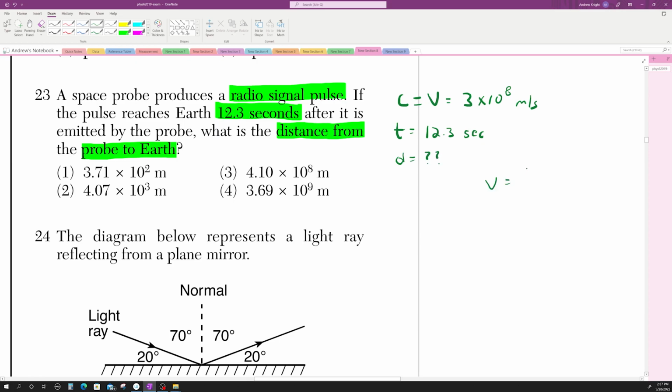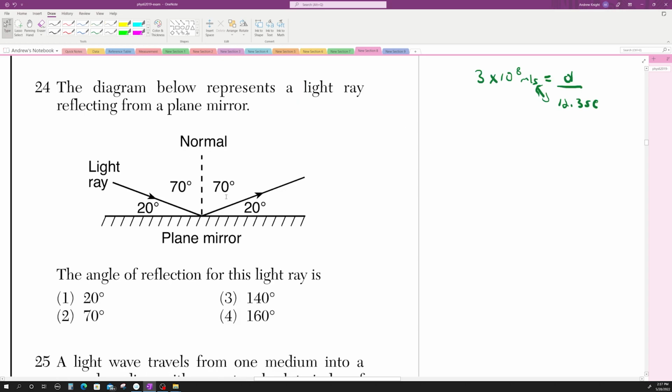This is good old v is d over t. The only difference is my v is the speed of light, which is 3 times 10 to the 8th meters per second. And my d is what I'm in search of. My time is 12.3 seconds. We do a little cross multiply, and you'll end up with a distance of 3.69 times 10 to the 9th meters. Question number 24. The diagram below represents a light ray which is reflecting from a plane mirror.